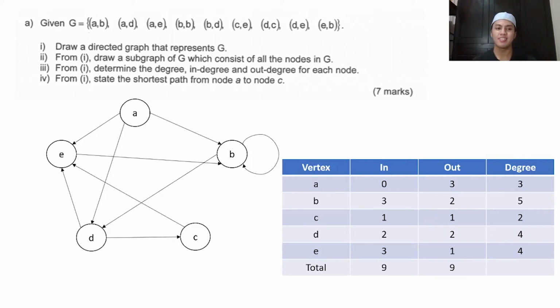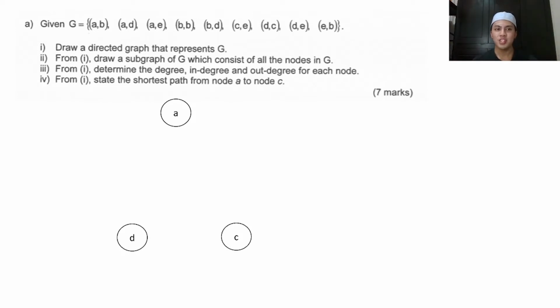From 1, state the shortest path from node A to C. A, D, C is the shortest path from A to C.